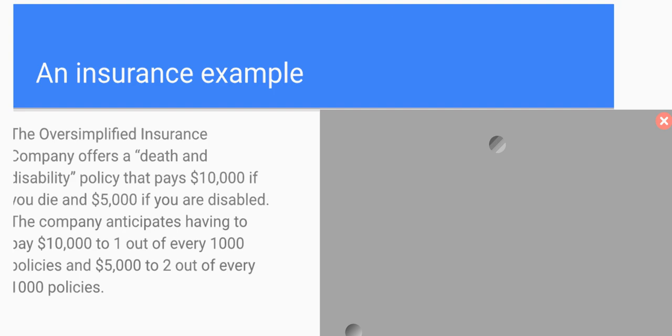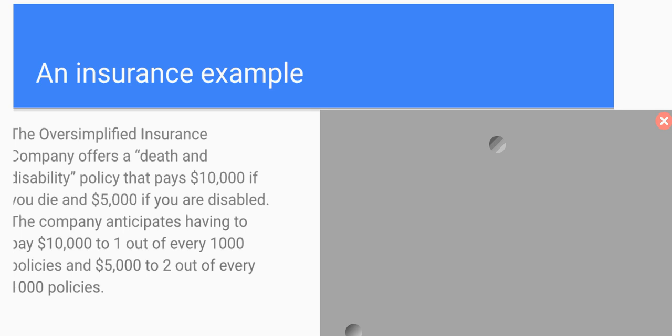And I think here's an example, and I apologize that the writing got cut off here. So the oversimplified insurance company offers a policy that pays $10,000 if you die, $5,000 if you're disabled. And the company anticipates having to pay $10,000 to 1 out of every 1,000 policies and $5,000 to every two out of every 1,000 policies.